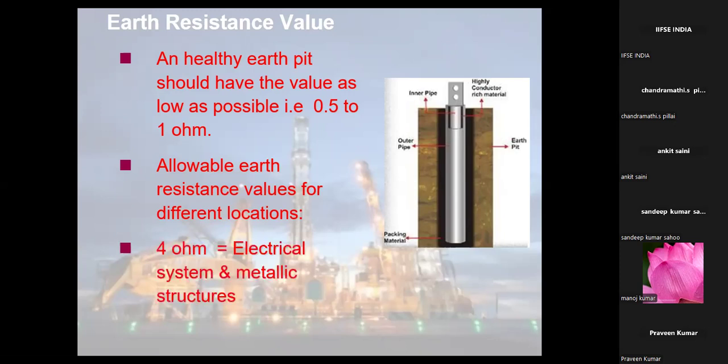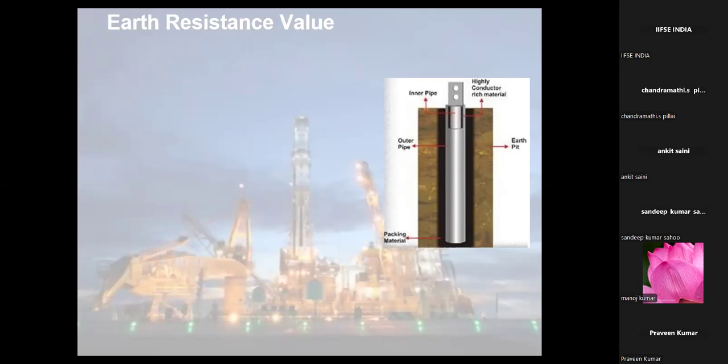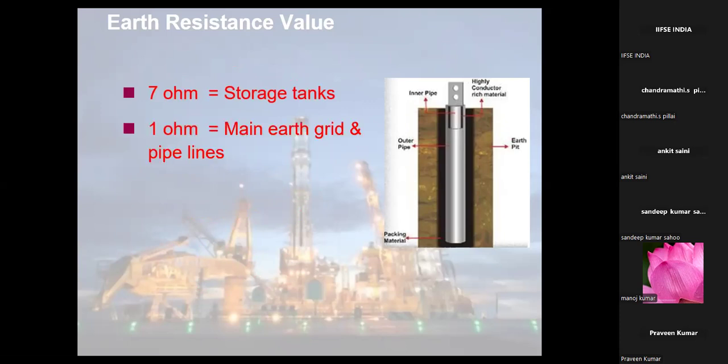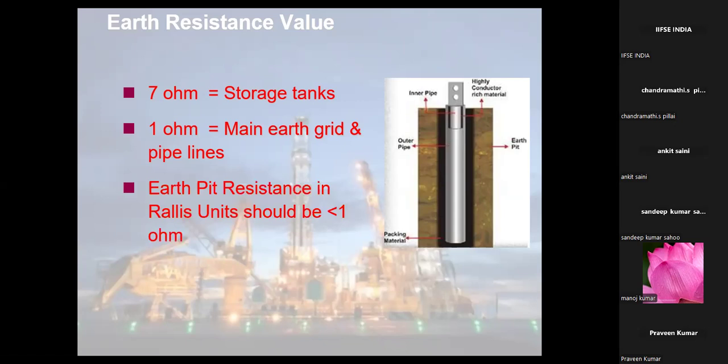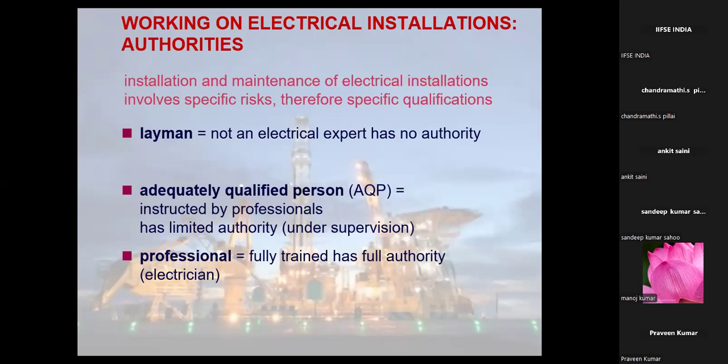Now 4 ohms is for the electrical system, and for metallic structure, some of our people have said a maximum of 5 ohms. So here we'll see the different values. 7 ohms for storage tanks. 1 ohm for main earth grid and pipelines. That is why we go for grounding of the pipelines that carry the flow of different types of liquids or gases. Then earth pit resistance, Rayleigh's unit, should be less than 1 ohm.